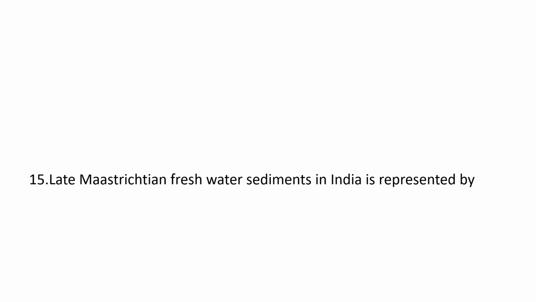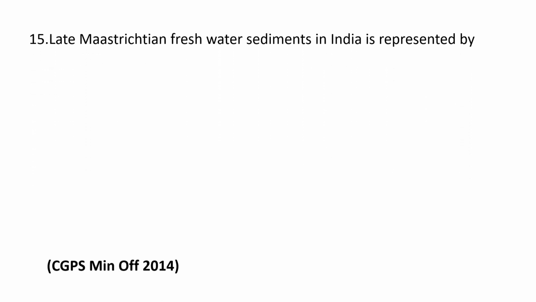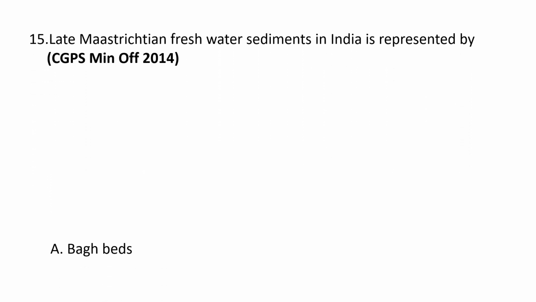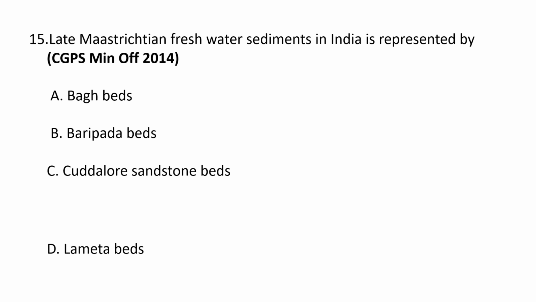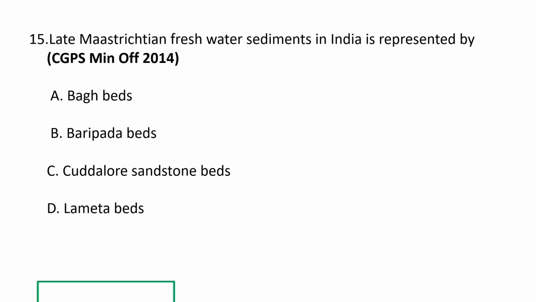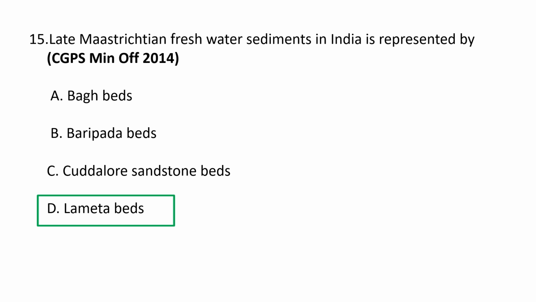Next question. Late Maastrichtian freshwater sediments in India are represented by A. Bark beds, B. Baripada beds, C. Kadaluru sandstone beds, and D. Lameta beds. So the correct option is Lameta beds. The Maastrichtian Lameta beds of central India are intimately associated with the Deccan lavas, and these are critical to determine the upper Cretaceous paleoenvironments and paleogeography of the area. And in the type Jabalpur subregion, 4 mappable units of Lameta beds are recognized.